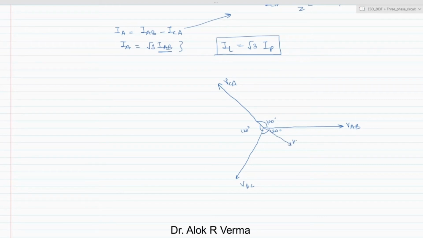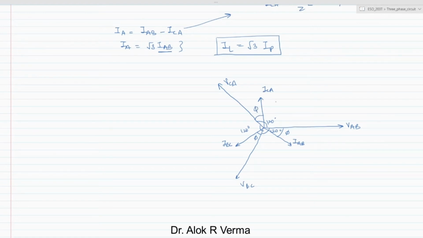So this is IAB, and this angle is nothing but the phi. Similarly here, this angle is nothing but the phi. This is IBC, and this is nothing but the ICA, which is making an angle of phi here.